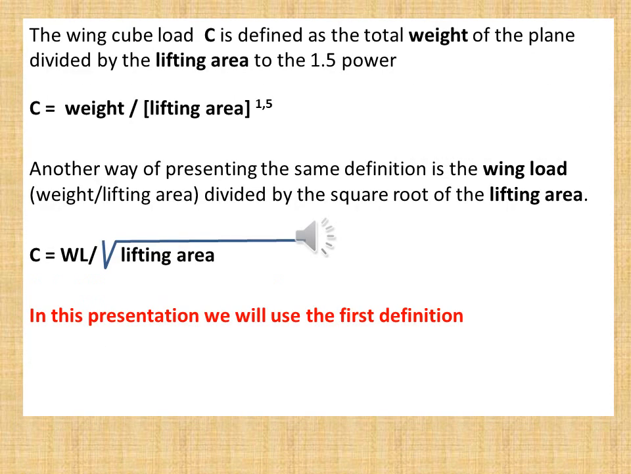The wing cube load C is defined as the total weight of the plane divided by the lifting area to the 1.5 power. Another way of presenting the same definition is the wing load, weight divided by lifting area, divided by the square root of the lifting area. In this presentation we will use the first definition.